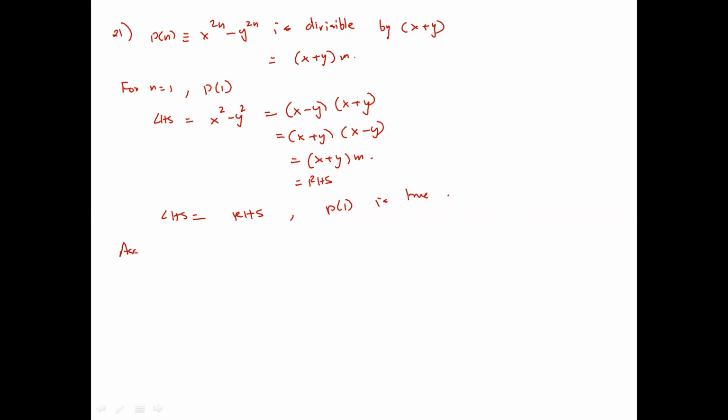Next, we will assume that for n equal to k, P of k is true. That means directly x power 2k minus y power 2k.